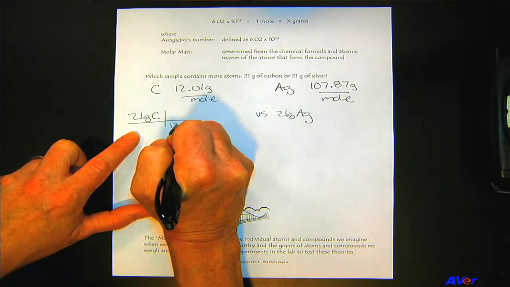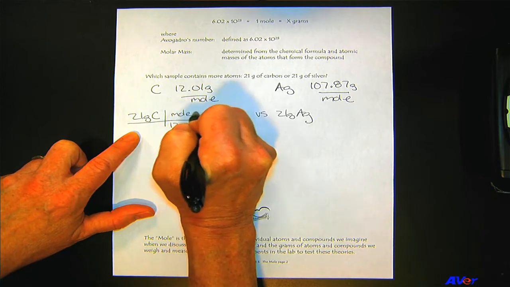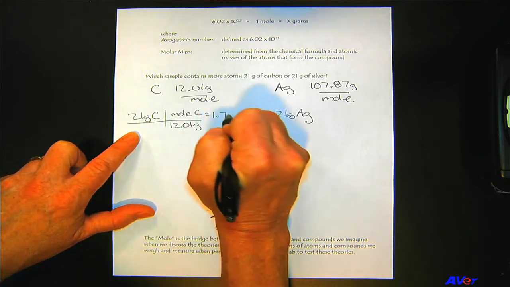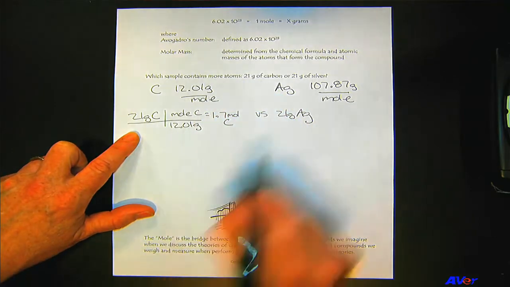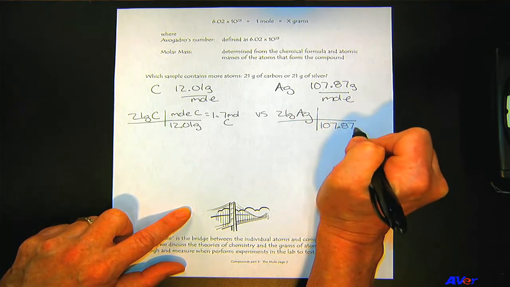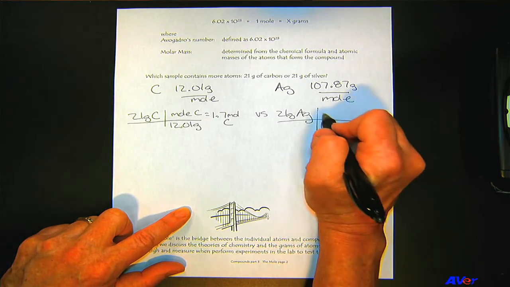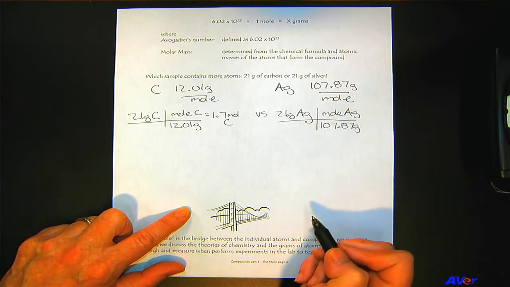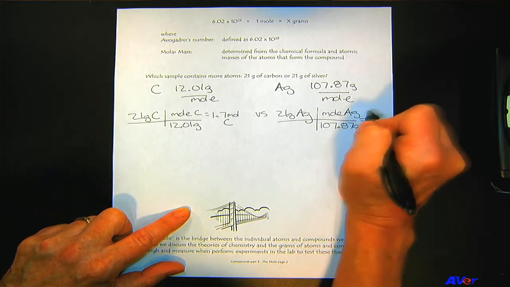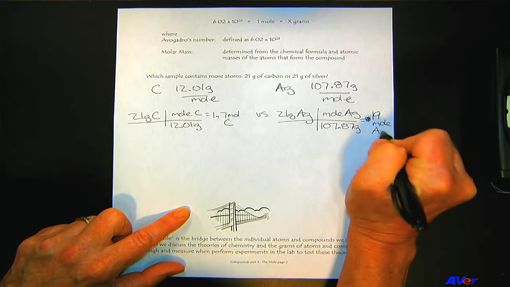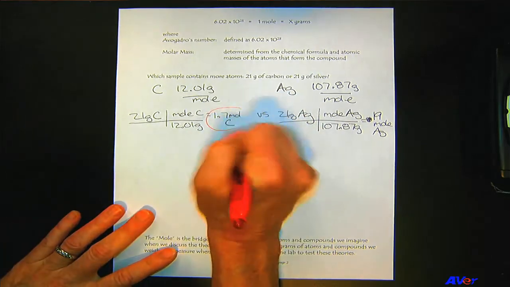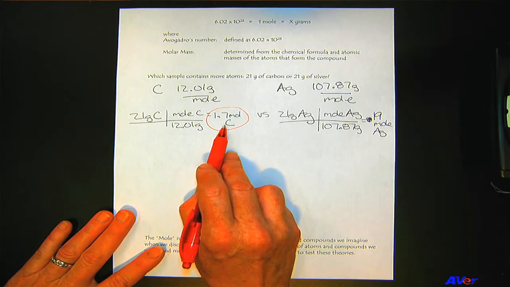We know that for every 12 grams, we will have 1 mole of carbon. So if we take 21 divided by 12.01, we have 1.7 moles of carbon. If we have 21 grams of silver, because of the larger mass of each silver atom, it takes 107.87 grams to get a mole of silver. So now we can see that if we have 21 grams of silver, we only have 0.19 moles of silver. So definitely, 1.7 moles is the larger number. 1.7 moles of carbon means we have more atoms.